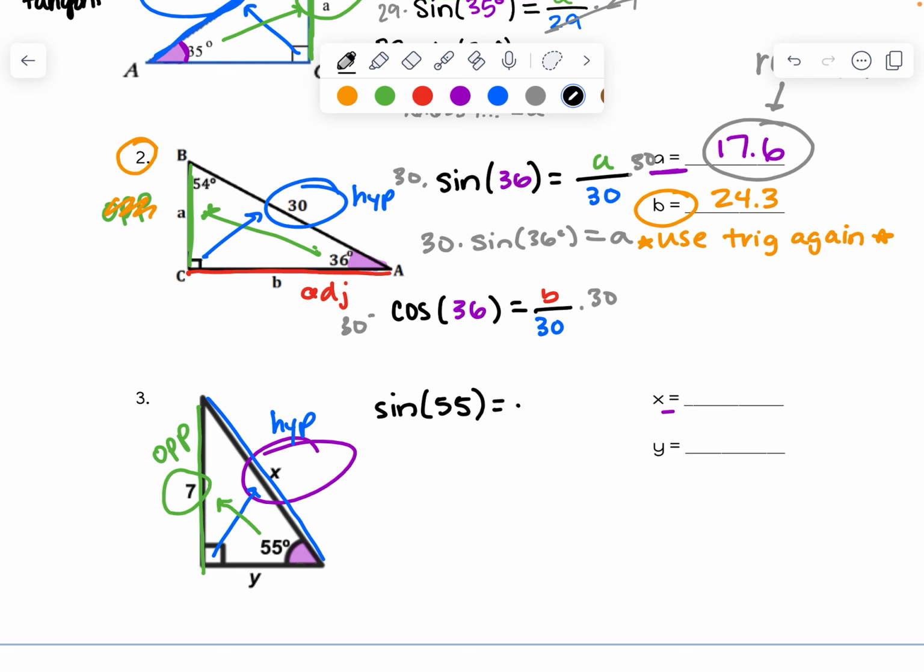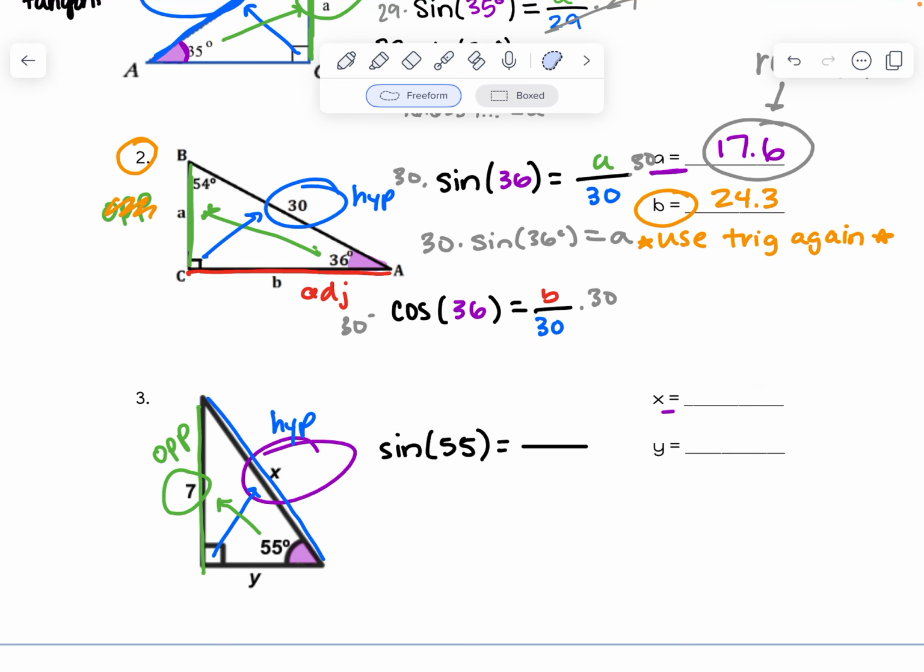So as we write this equation, hopefully you guys are getting comfortable with this. Sine of 55 is opposite 7 over hypotenuse, which is our x. Okay, guys, there is a huge difference between the way this is set up and the way that the other ones have been set up. Look, our unknown number is at the bottom. Here, our unknowns were at the top.